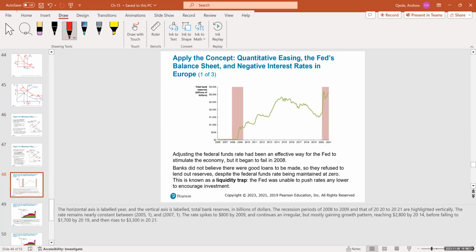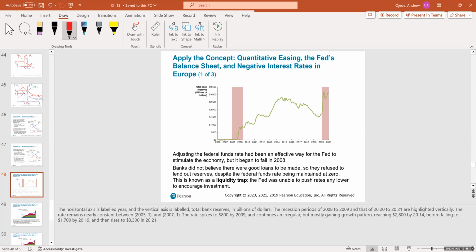So the question is, if interest rates are already near zero, and the key objective of the Fed is always to lower interest rates when the economy is weak, how do you lower interest rates when interest rates are already near zero and the economy is in a recession? That is a big problem that the Fed faced in 2008.